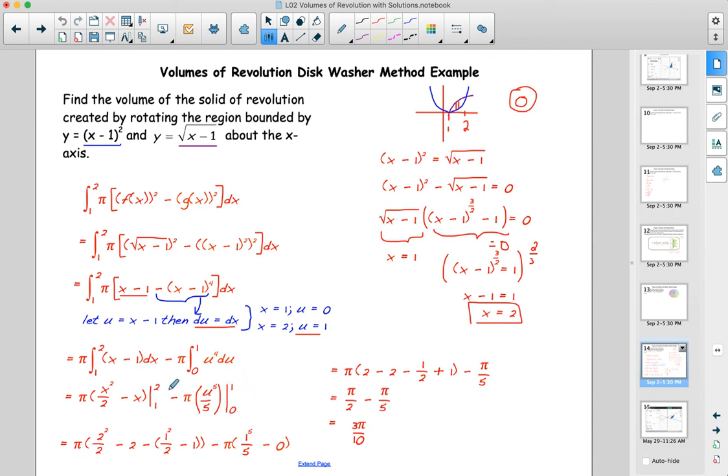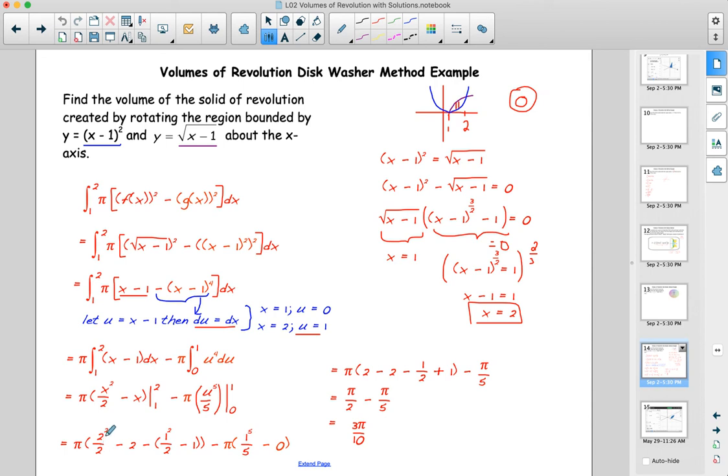We're now going to get pi times, plugging in the 2, 2 squared over 2 minus 2, minus, opening up the second set of brackets, plugging in the 1, 1 squared over 2 minus the 1. Minus pi times, this one's easier to do because this is not going to contribute anything, but I showed all of my steps. Pi times 1 to the power 5 all over 5 minus 0.